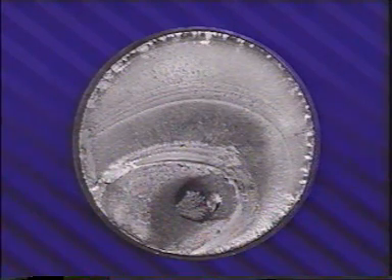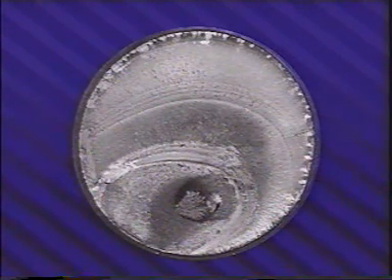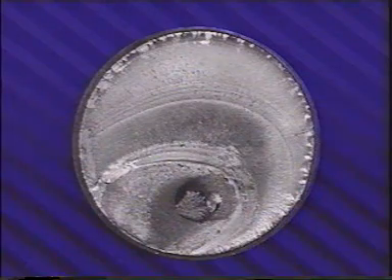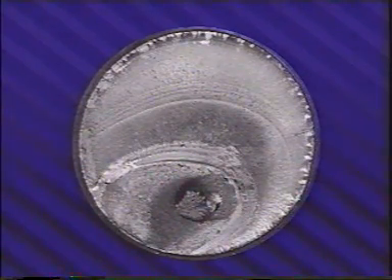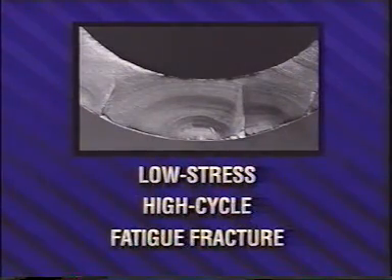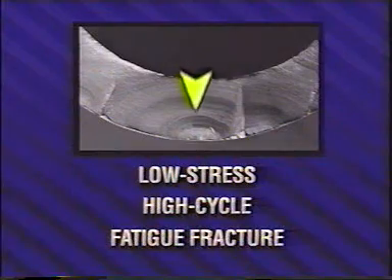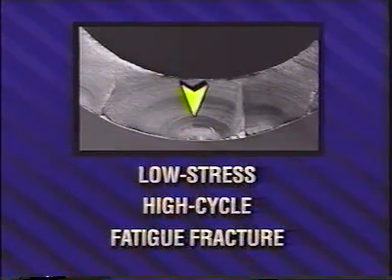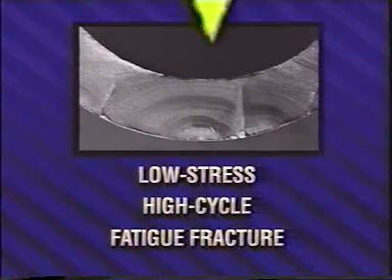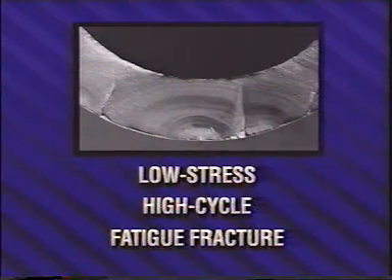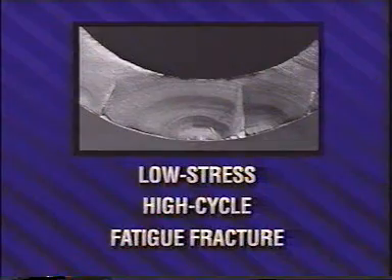Notice there are no beach marks in the fatigue area. This is because the cycling in the test was continuous. As a general rule, low stress, high cycle fatigue produces flat face fractures. The fracture surface appears fine-grained and lightly polished near the crack nucleation site. This is where the stress intensification is least. As the crack grows and the intensity of stress increases, the surface becomes progressively rougher.